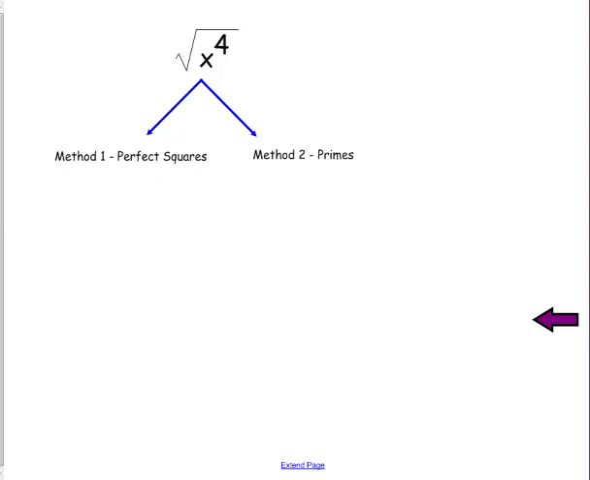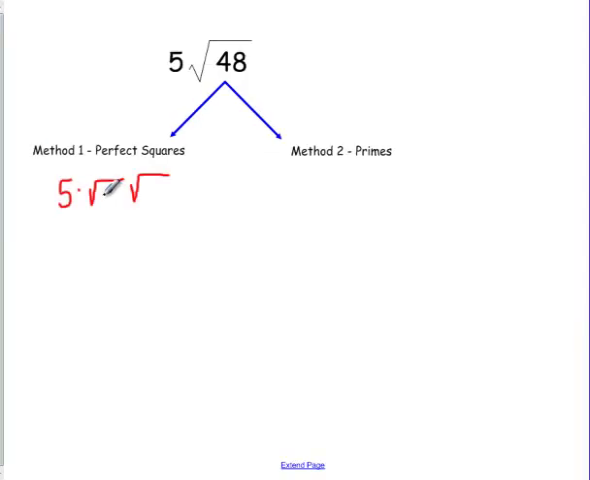Wow, there we go. So it would be 16 times 3, times 5. Can I take the square root of 16? Yep, I get 4. Can I take the square root of 3? No, so it stays there, and I get 20 radical 3.